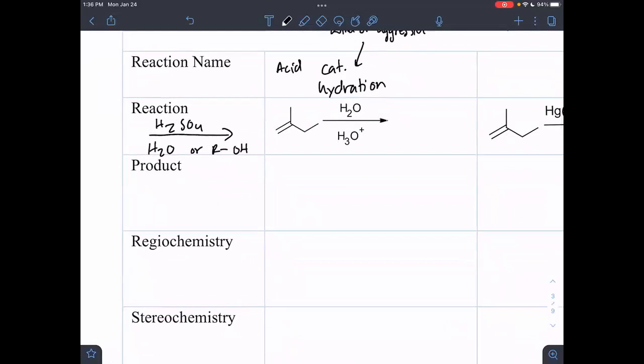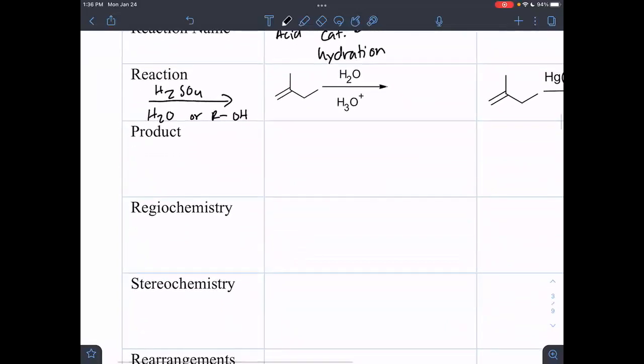But what do we remember about this reaction? What is the regioselectivity going to be? Yeah, Markovnikov, which means, yeah.